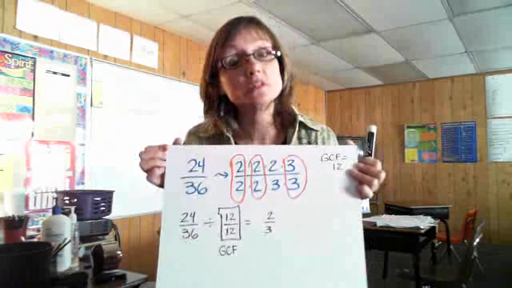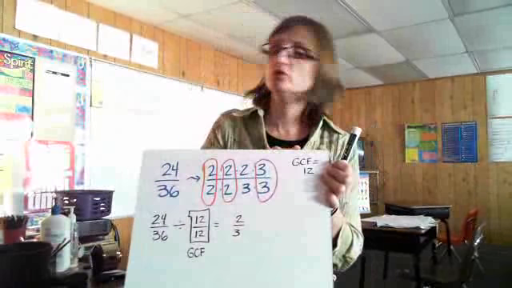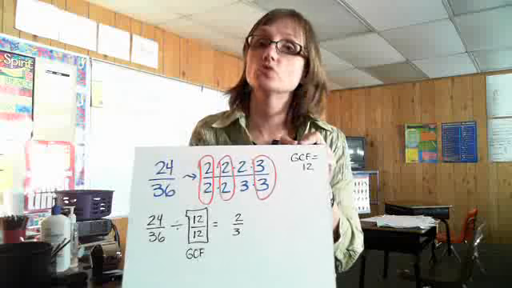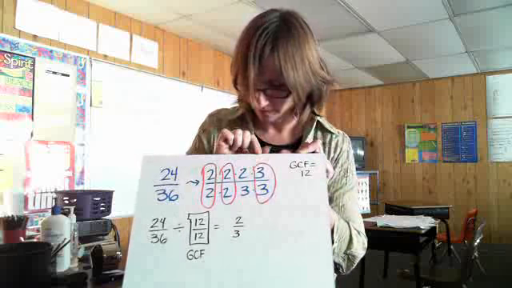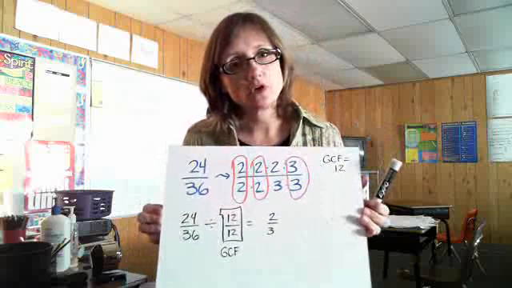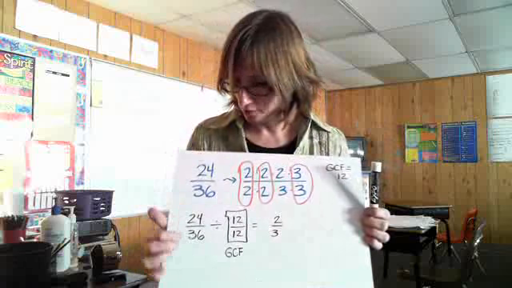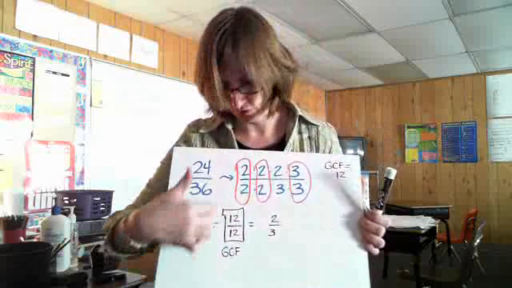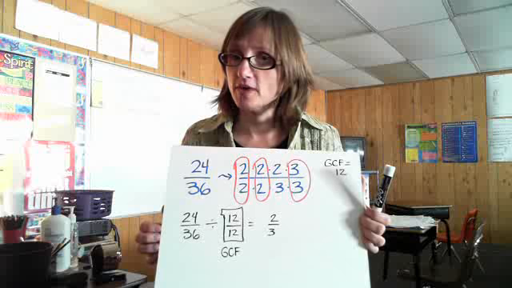If your student does it this way every single time, they will always get the right answer, and they will see that they always have the right answer. But you'll notice that in our second lesson we found that the greatest common factor is 12, because 2 times 2 times 3 is 12.